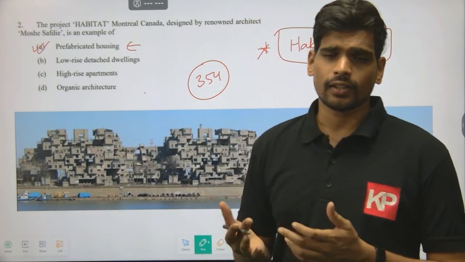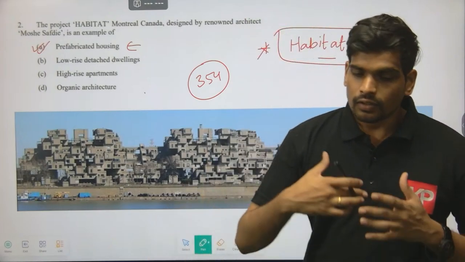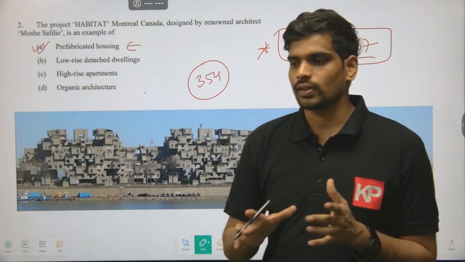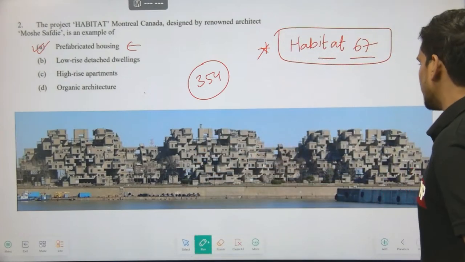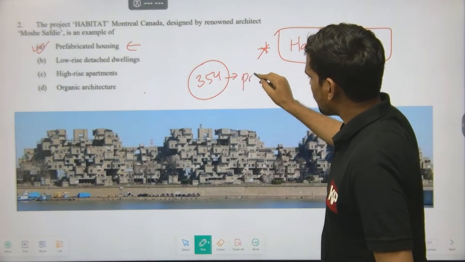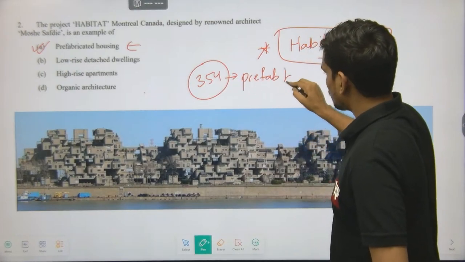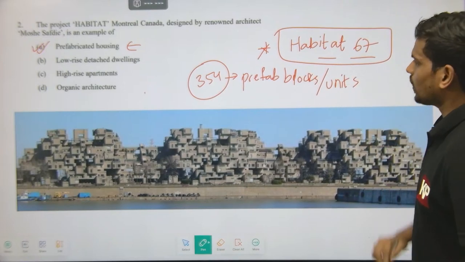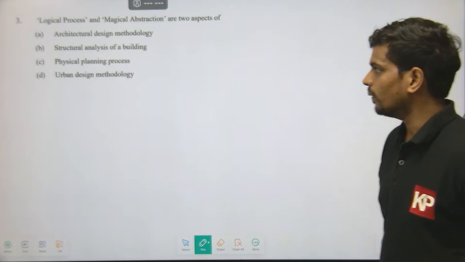What is prefabricated housing? It's basically where the blocks or the components of the building are manufactured earlier and just assembled on the site. So that's how this particular building was constructed. It had 354 prefab blocks or units. So that's the most appropriate answer over here.